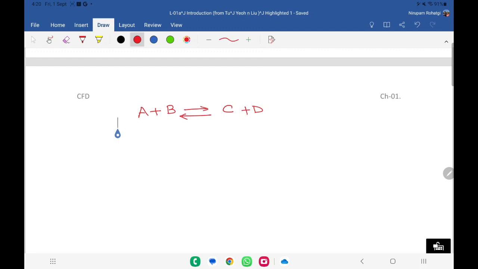Now what is happening? A plus B are combining and getting converted into C and D. So what will happen? The concentration of A will go down, the concentration of B will go down, the concentration of C will increase and the concentration of D will also increase. So diffusion will also come into play and the chemical reaction will also come into play. All these things will take place and we have to take care of that. Okay?